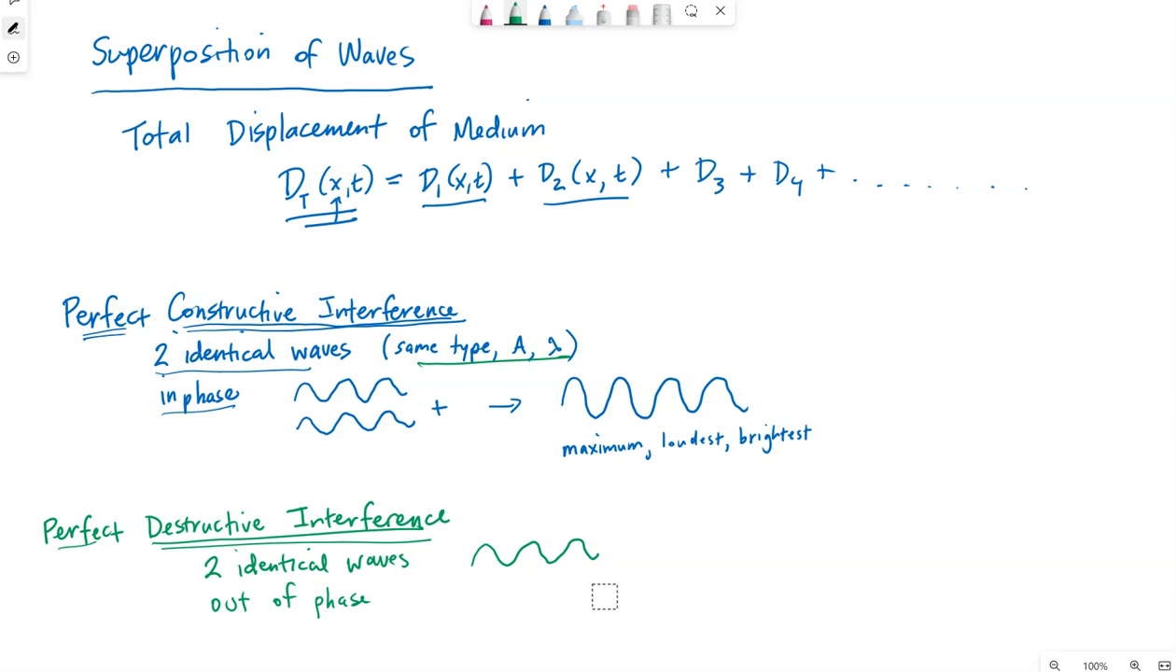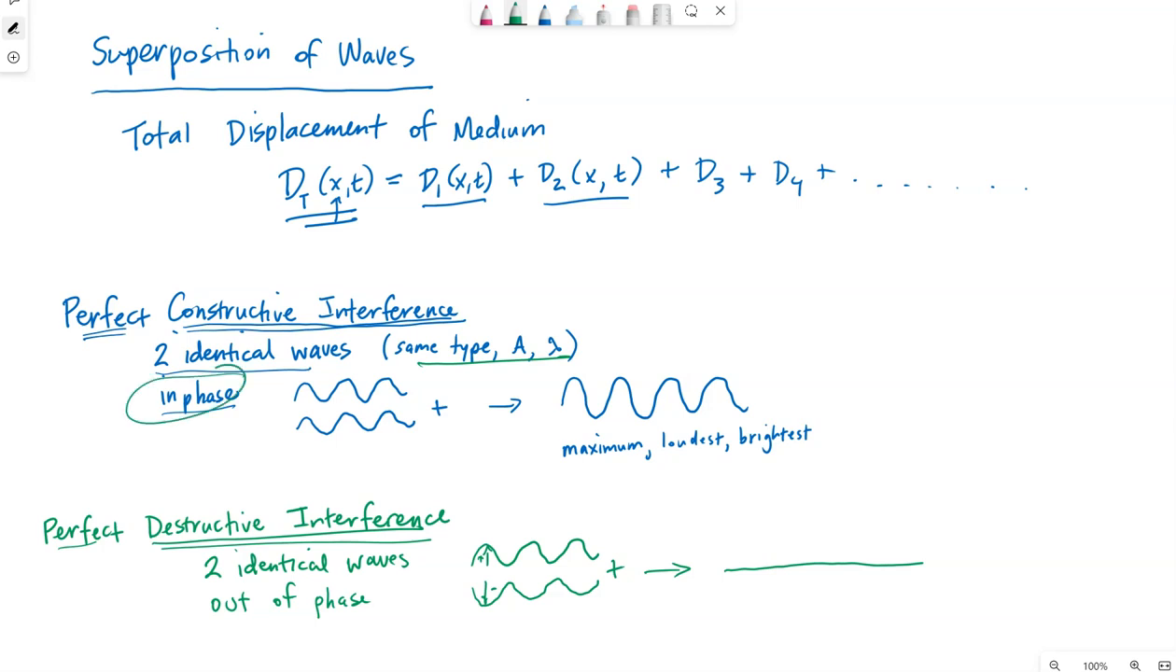And I'm not drawing that very well. Let's try that again. So when we add them, we get no displacement at all. So again, a silly way to remember it, perhaps, is just they destroy each other. And that's really not what's happening. It's the positive displacement adding to the negative displacement. So a positive number plus the negative number gives us 0. But my silly brain, that was a way for me to remember.